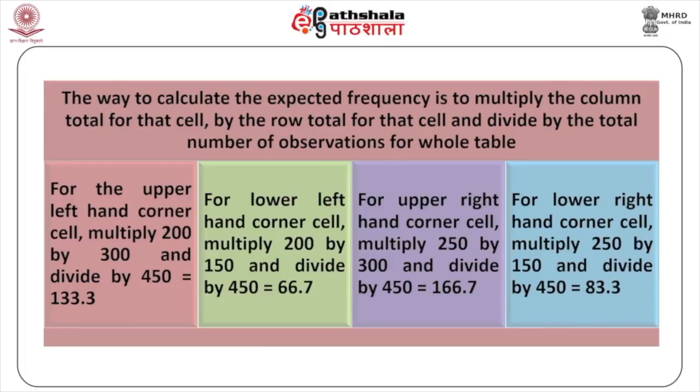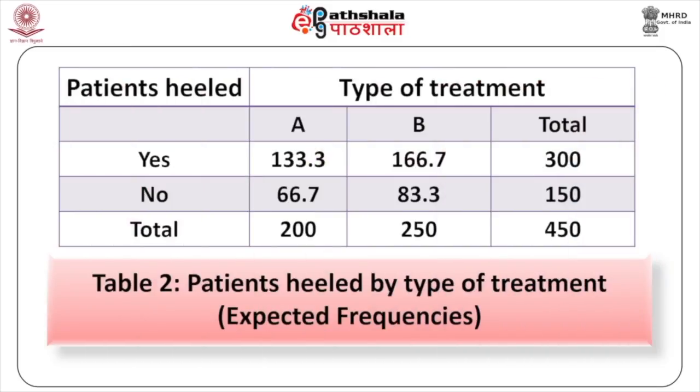And for the lower right hand corner cell, multiply 250 by 150 and divide by 450, we get 83.3. This table shows the distribution of the expected frequencies, that is, the cell frequencies we would expect to find if there was no relationship between the type of treatment and patients healed.